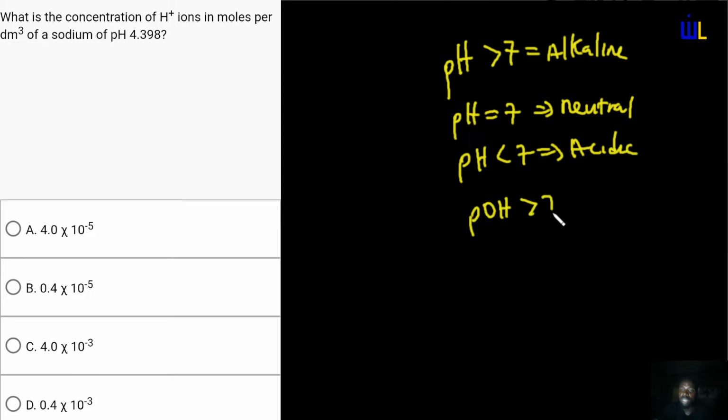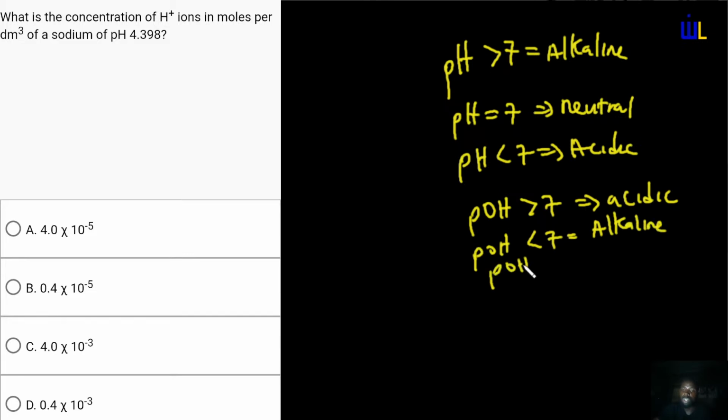pOH greater than 7 indicates acidity or an acidic solution. pOH less than 7 indicates alkaline. Then pOH equals 7 indicates neutral. So please review this and always note this. I presume you were writing. So it's acidic. Chuku Pricey Pet, I presume that you have noticed the correction.